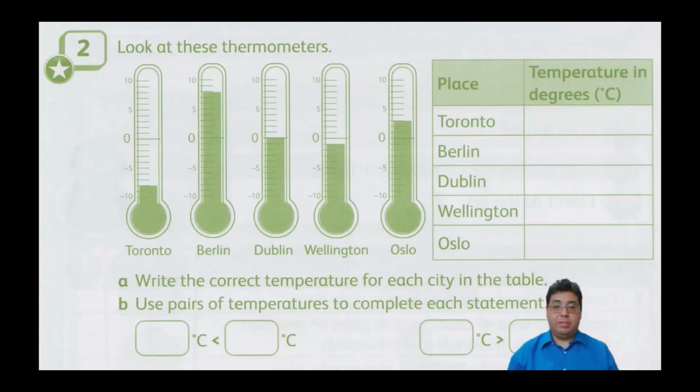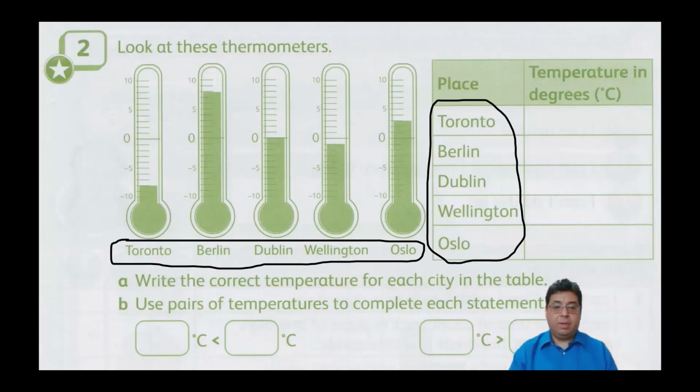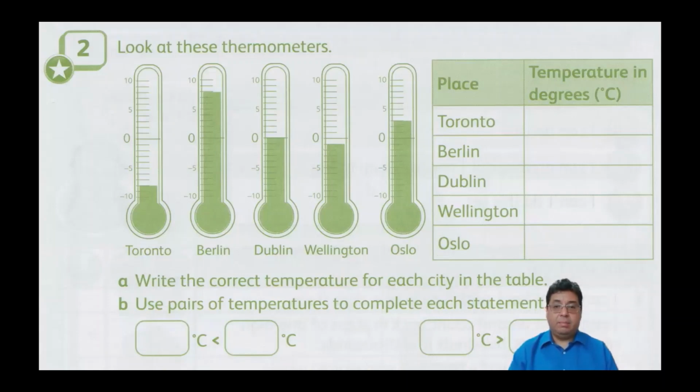So for number 2, for letter A, it says, write the correct temperature for each city in the table. So we've got Toronto, Berlin, Dublin, Wellington, and Oslo here in both the table and in the temperature, and they just want you to label the correct temperature for that city.